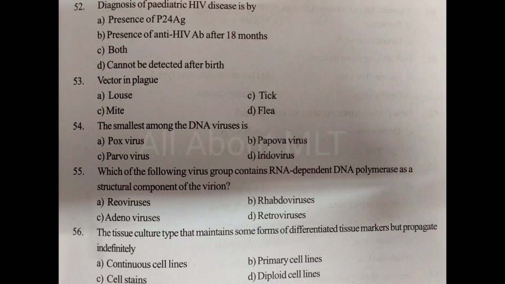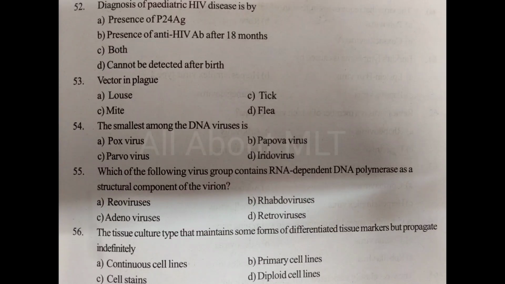Diagnosis of pediatric HIV disease is by option A presence of P24 antigen, option B presence of anti-HIV antibody after 18 months, option C both, option D cannot be detected after birth. Answer is option C both. Vector in plague. Option A louse, option B tick, option C mite, option D flea. Answer is option D flea. The smallest among the DNA virus is option A pox virus, option B papovavirus, option C parvovirus, option D iridovirus. Answer is option C parvovirus.